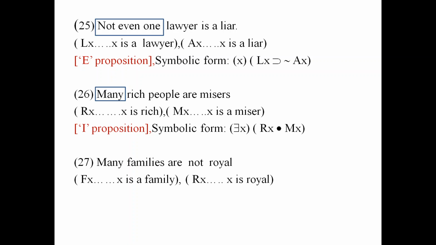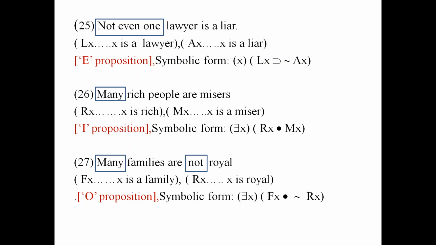27, many families are not royal. Many and not is used with two classes, so it's an O proposition. So the symbolic form is existential quantifier phi x dot curl psi x. Instead of phi you will replace it by F, instead of psi we will replace it by R. The written expression will be existential quantifier Fx dot curl Rx. Here it will be read as there is at least one x such that x is a family but x is not royal.